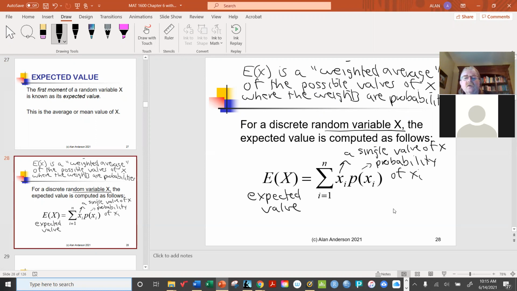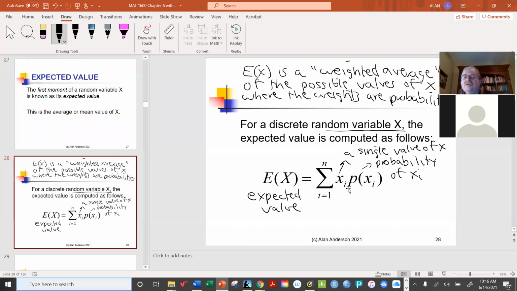Okay, so here's the official formula. The expected value is written as E(X). Now, here's the summation operator, of course. So we go through all the possible values of X. We multiply each one by its own probability. We add them up, and we come up with our expected value. So you can see it is a weighted average. The only difference is in the previous chapter, we used W here instead of P, but it is the same thing.